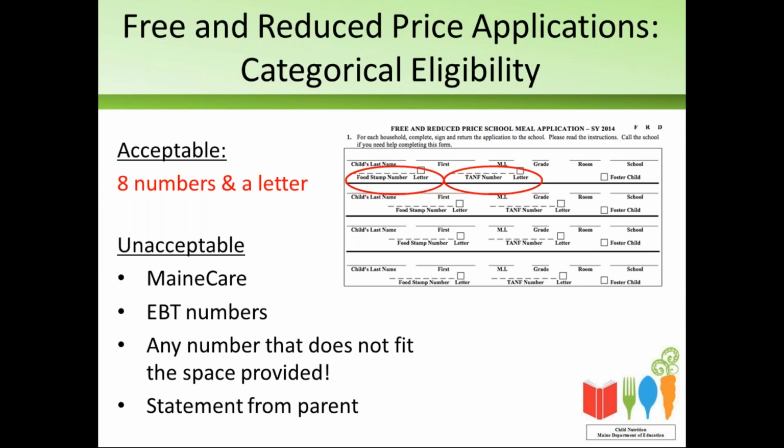If they fill it in, they put the numbers, and they write next to it Maine Care number, that does not qualify. A statement from the parent to you, we receive food stamps, does not qualify. There must be either a food stamp categorical number or them listed on the direct certification list.